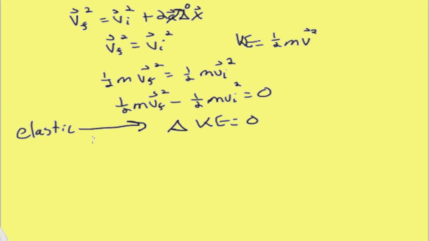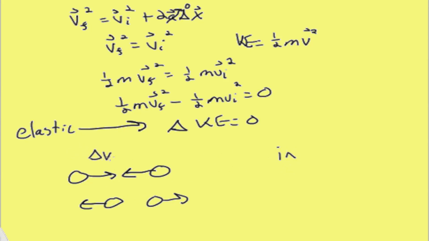So what do we mean by elastic? It means, say we have two objects coming in, and afterwards they bounce off each other and leave in opposite directions. This is elastic because they did not stay together. Delta KE equals 0.